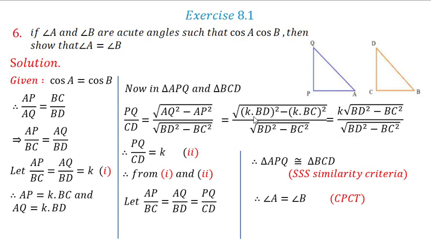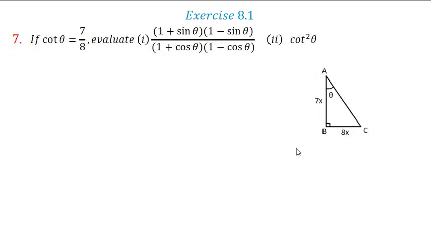Now let us move to seventh problem. Seventh problem is, if cot theta is 7 upon 8, we have to evaluate (1 plus sin theta) into (1 minus sin theta) upon (1 plus cos theta) into (1 minus cos theta), and second I have to evaluate cot square theta. So cot theta is given 7 upon 8.